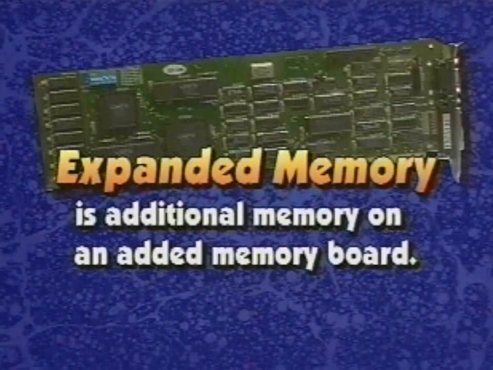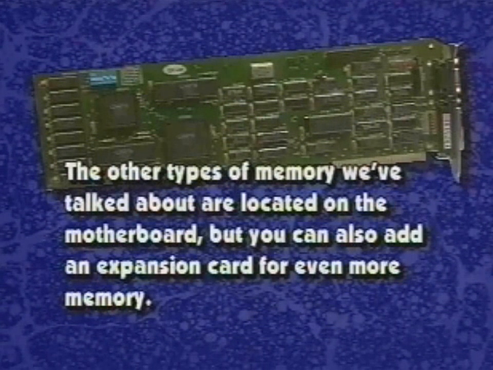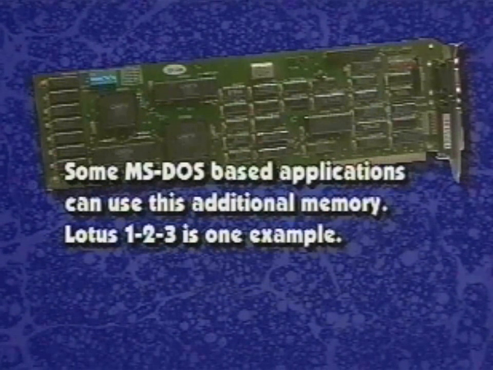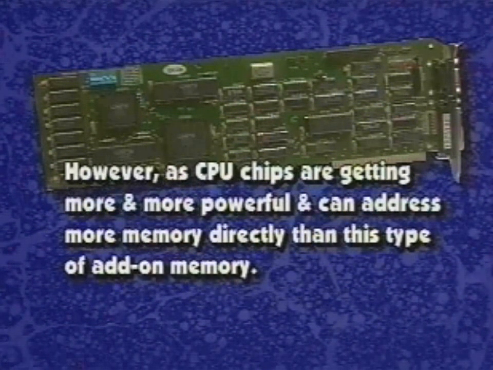We can also have another source of memory at our disposal. Expanded memory is simply additional memory on an added memory board. The other types of memory we've talked about are located on the motherboard, but you can also add an expansion card for even more memory. When this happens, another device driver must be loaded in the config.sys file so DOS can find this extra memory. Some MS-DOS based applications can use this additional memory. Lotus 123 is one example. This type of memory is fading from the computer world because CPU chips are getting more and more powerful and can address more memory directly than this type of add-on memory.